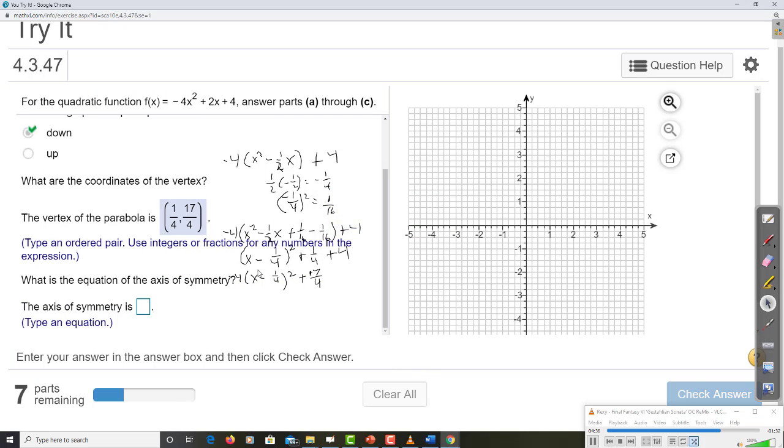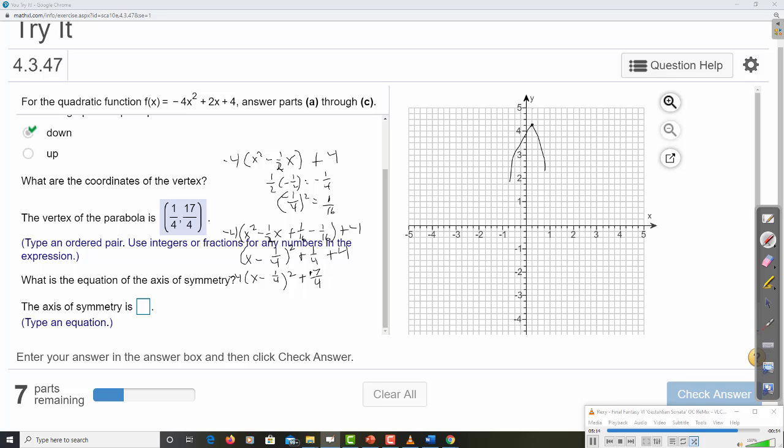The axis of symmetry. We haven't really talked about this yet, but if you draw the function, we've got our 1/4, which should be right here. 17/4 is 4 1/4, so right there. And then going down, I'm not going to draw this to scale, but we'll draw a more exact version here in a second. I just want to talk about the axis of symmetry.